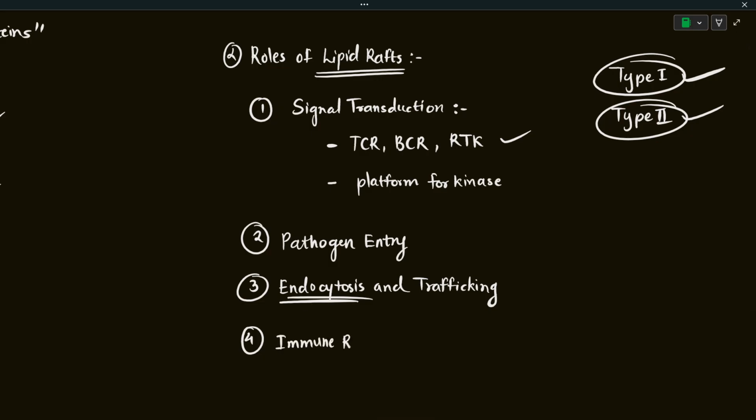Besides all those roles, lipid rafts also have a role in immune responses. They modulate immune synapse formation and T cell activation, because they have the T cell receptors, and they also help in antigen presentation. So they are known to have a role in immune responses. Those are the different roles of lipid rafts. With this, I conclude the lecture. In the next lecture, we'll learn about the membrane proteins that are present in the plasma membrane in detail. Till then, see you. Bye bye.